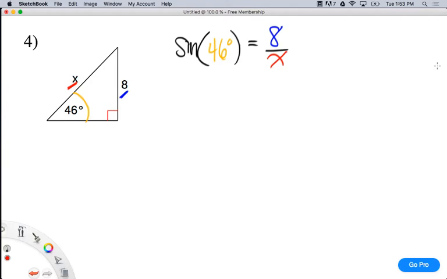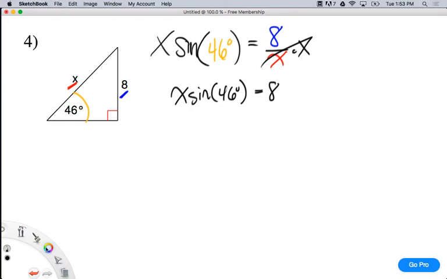Cool? But I want to solve for x, okay? This is what this problem is asking you for. It says solve for x, right? I need trigonometry to be able to solve for x. So how do I do it? What's the first step? The algebra of it. I got to multiply both sides by x, right? x is on the bottom. I got to get it off the bottom. I get x times sine of 46 degrees equals 8.